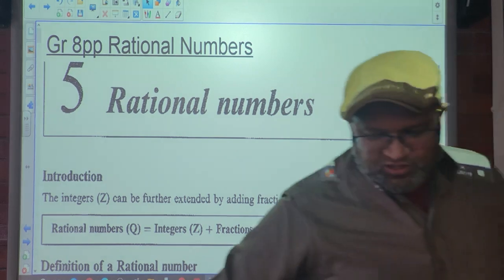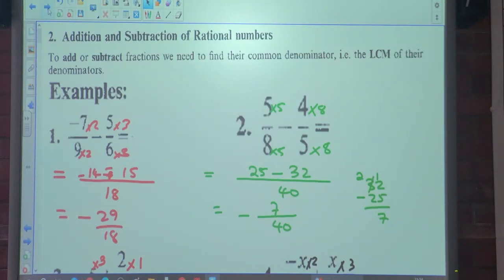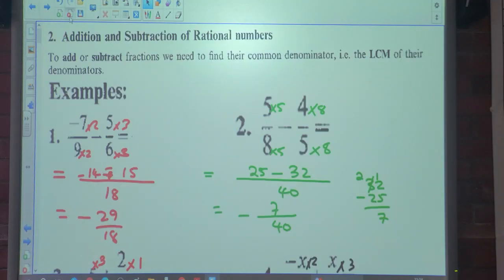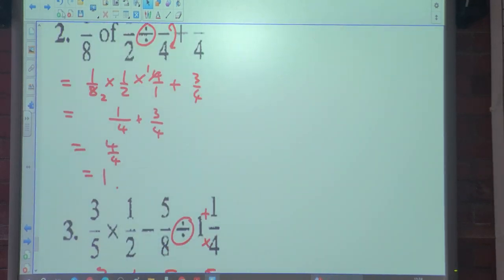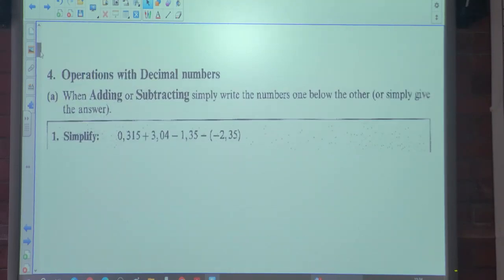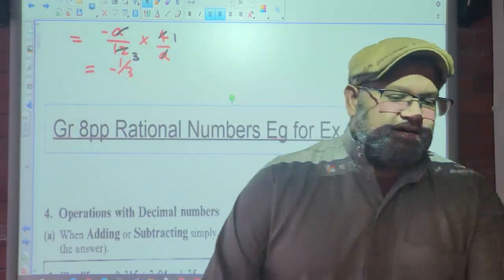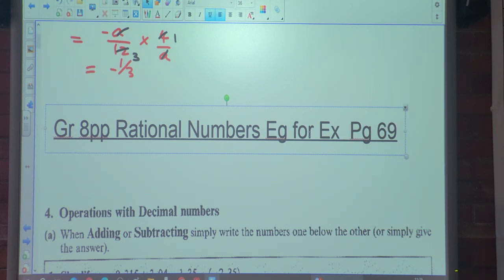So today we're looking at rational numbers. At this point we have dealt with rational numbers, but today in particular we're going to look at decimals. In the first term we already addressed these operations: addition, subtraction, multiplication and division of decimal numbers. Not so? Yes, sir. So this is just a division exercise for you basically.